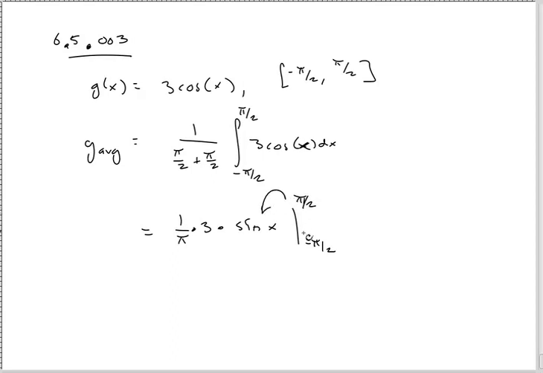When you plug this guy in, you get a 1. When you plug this guy in, you get a -1. But because two negatives make a positive, they're going to double. So it's 3 over pi plus 3 over pi, which makes 6 over pi.